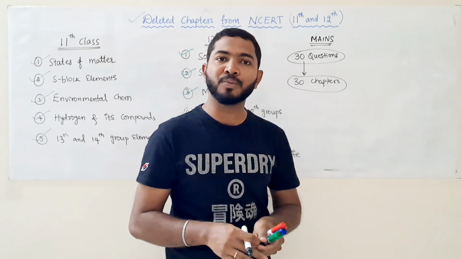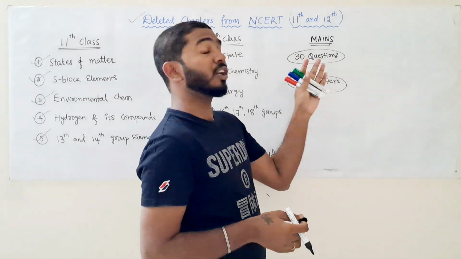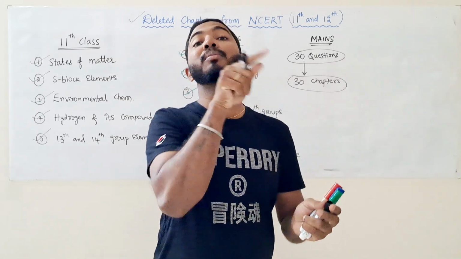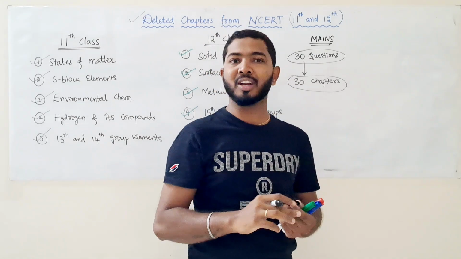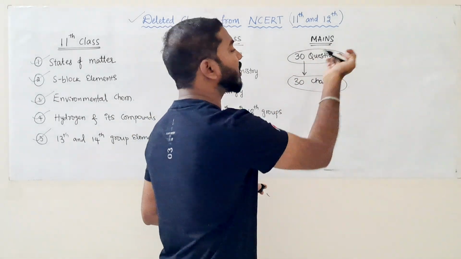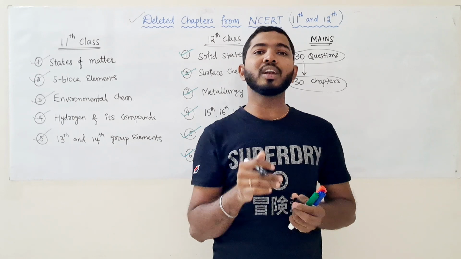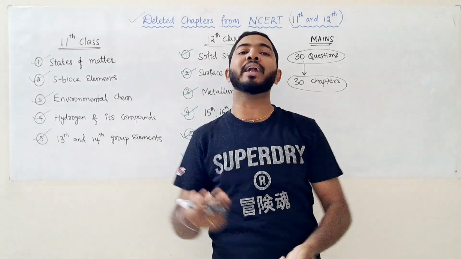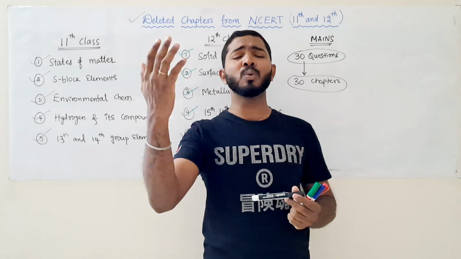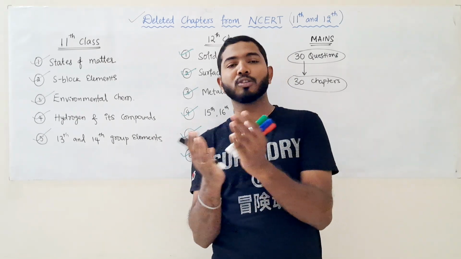But from the past previous papers we can easily identify that they generally don't ask one question from each chapter. They may skip a few chapters and then they may give 2 questions from one particular chapter. There are possibilities. Generally we expect that one question comes from each chapter, but they generally won't follow that. That's up to NTA. NTA can take one question from each chapter, or they can skip a chapter and give 2 questions from another chapter. This has happened many times.